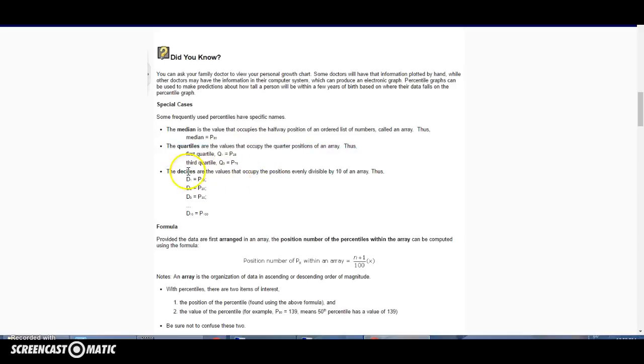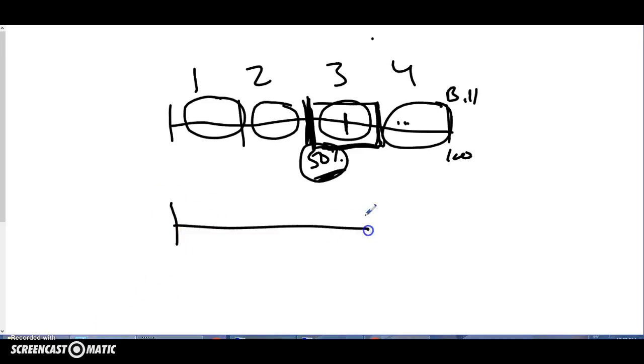So that's quartiles. Deciles, you don't see that much, but it's breaking things up into tens or tenths. Back to my example, you'll break it up into groups of 10. I don't know if that's 10, but this is the first group.